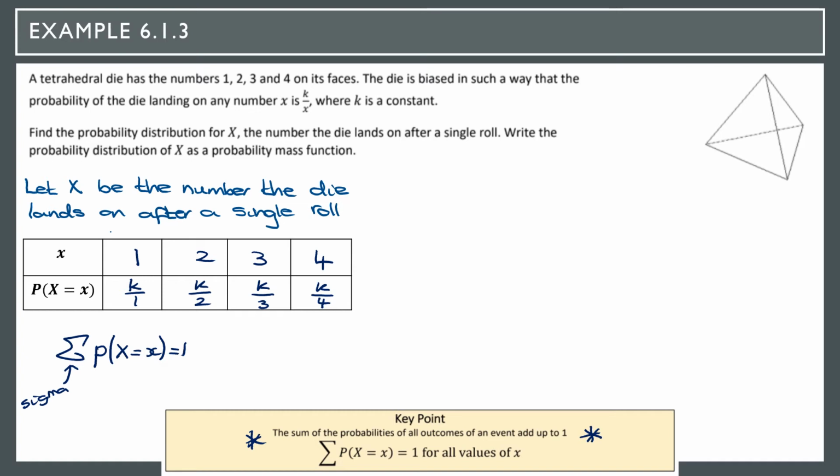So if everyone can now please pause the video and attempt to complete the rest of the question. So you'll need to find k, redefine your probability distribution and also define your probability mass function.